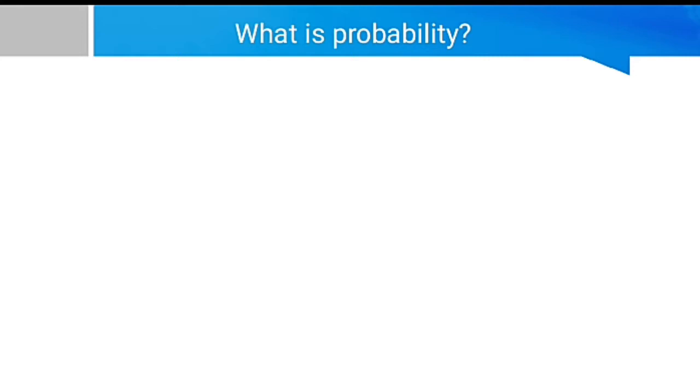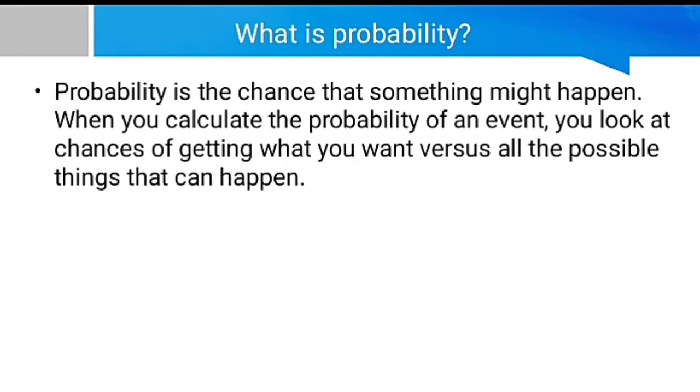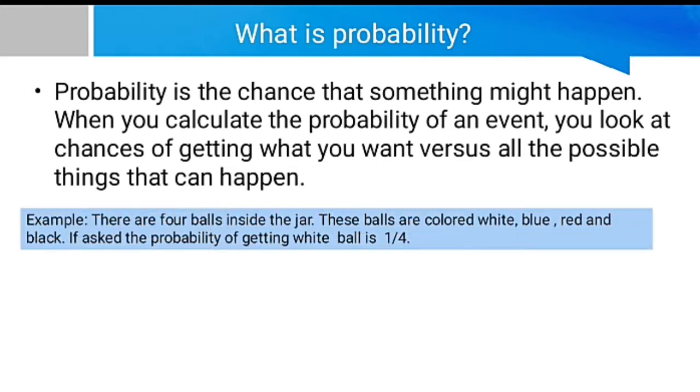This time, what is probability? Probability is the chance that something might happen. When you calculate the probability of an event, you look at the chances of getting what you want versus all the possible things that can happen. Just for example, there are 4 balls inside a jar. These balls are colored white, blue, red, and black. If asked the probability of getting a white ball, it is 1/4.